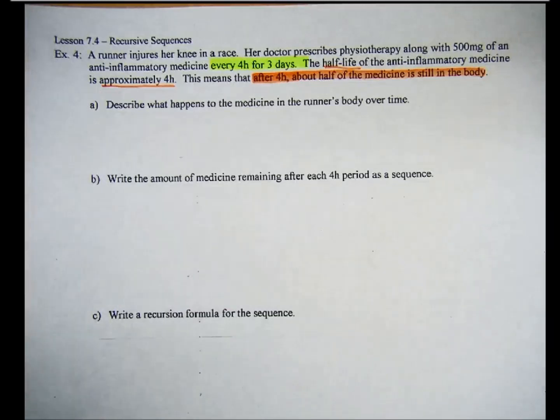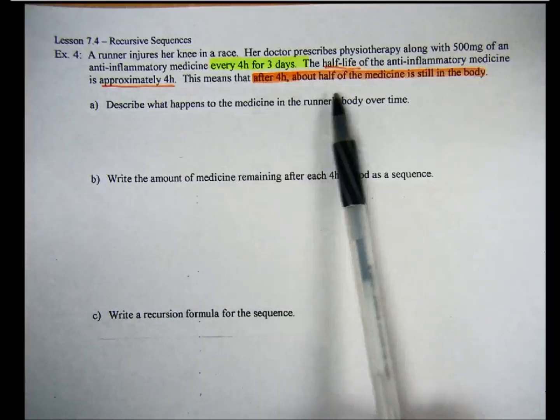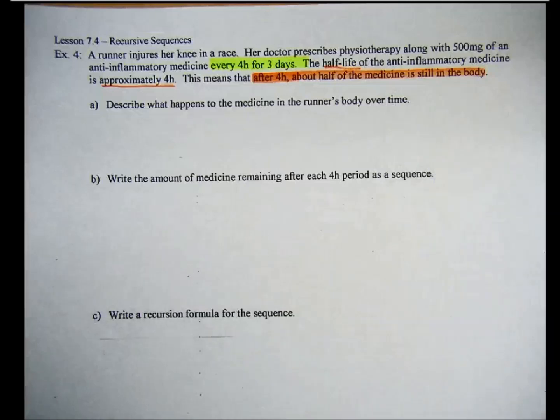Alright, so you can see I highlighted a couple of key points. Every 4 hours for 3 days, this runner is going to be taking an anti-inflammatory medicine. And the half-life of the medicine is also 4 hours, meaning that after 4 hours, approximately half of the medicine is still in the body. So half of it has decayed, gone away. So describe what happens to the medicine in the runner's body over time.